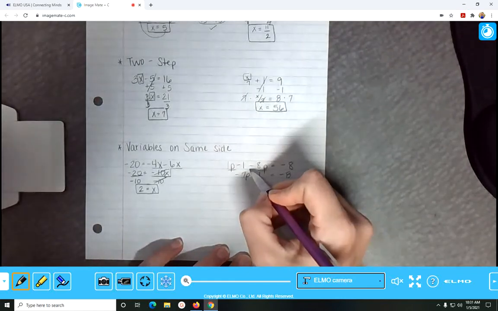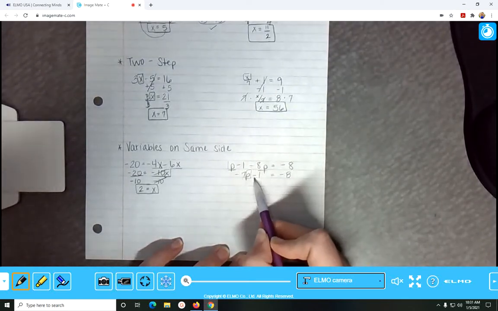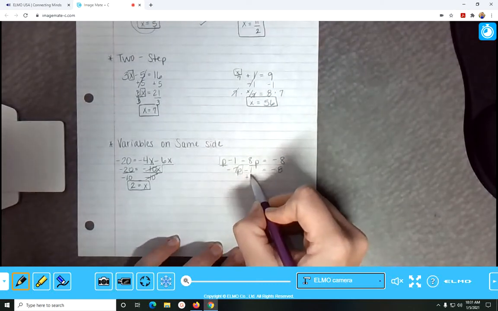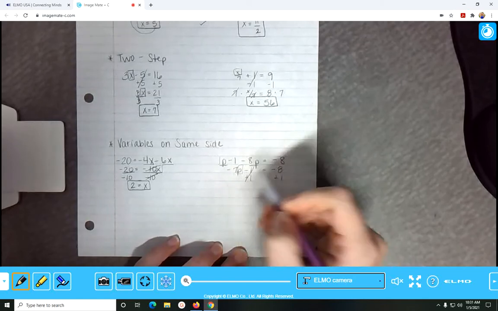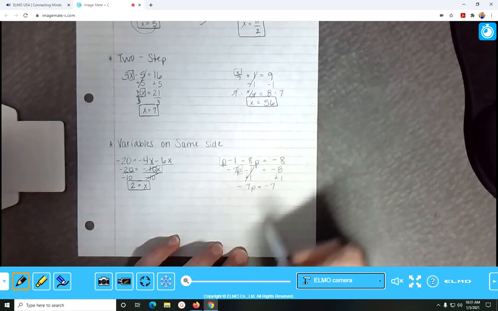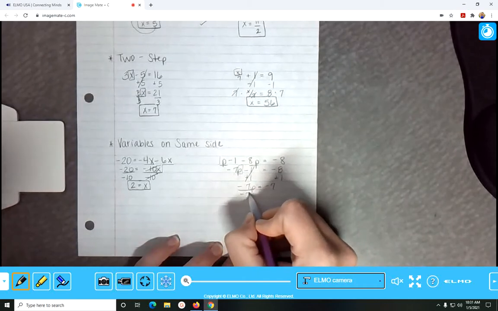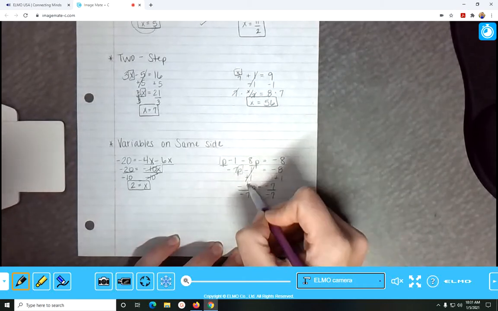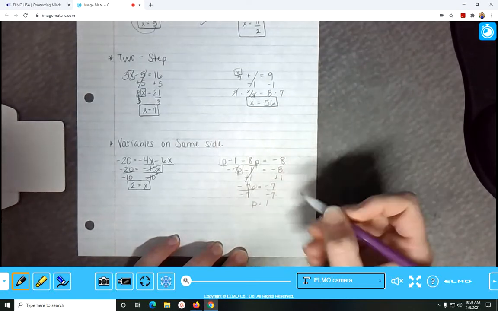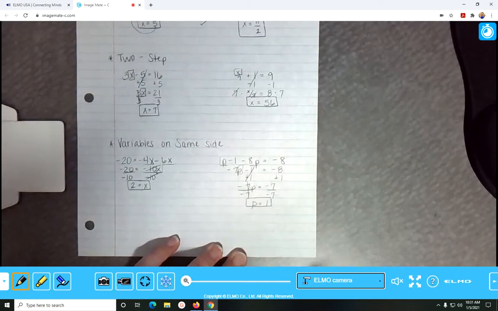Okay, so now we want to work on isolating this p. So we've got to get rid of the negative 7 in front. We also have to get rid of the minus 1, but remember you always want to get rid of the addition and subtraction first. So we're going to add 1 to both sides to get rid of that. So we have negative 7p equals negative 7. Okay, and now to get the p by itself, we'll need to divide by this negative 7 that's sitting in front of it. So those cancel, and negative 7 divided by negative 7 is 1. Anytime you divide something by itself, you get a 1. So p equals 1 is our solution.